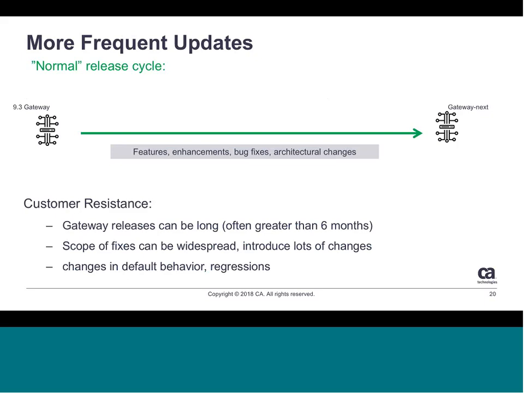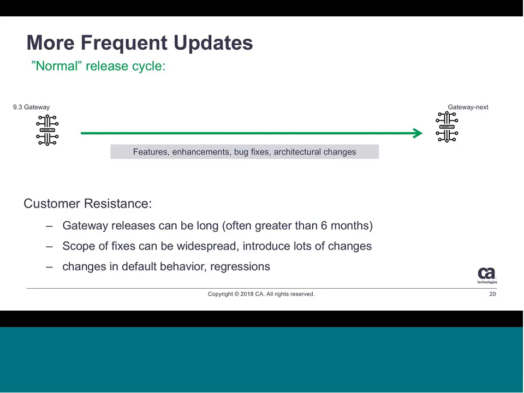So here in this diagram, again, I've got a normal upgrade path which introduces a lot of changes at once typically. So if you're going from, say, in this case, I'm going from 9.3 to the next version, to Gateway Next, that upgrade would normally carry with it all of the features, all the enhancements, all the bug fixes, any architectural changes, any changes we've made to the operating system. All of those things would come in one big update.